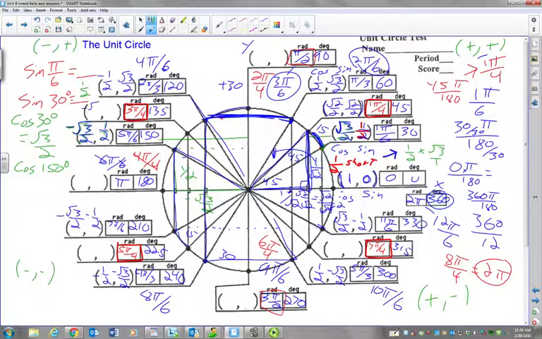This one is a negative radical 2 over 2, comma positive radical 2 over 2. Down here, they're both negative. Radical 2 over 2's. There you go. And then over here, the radical 2 over 2 and the x value is positive, but the y value is negative. Cool. Bam! Filled out the whole unit circle. Nearly.